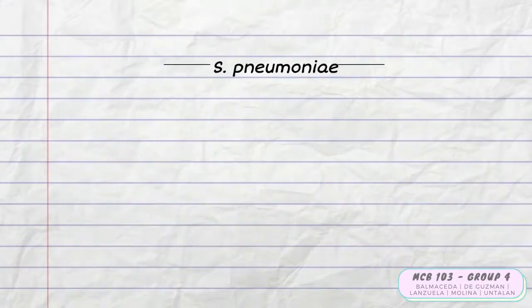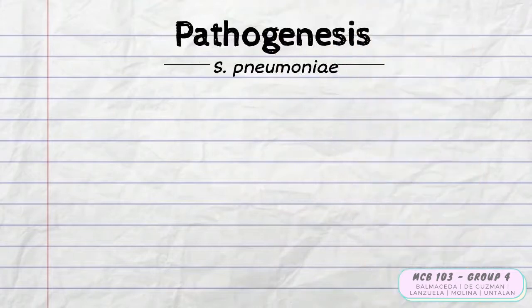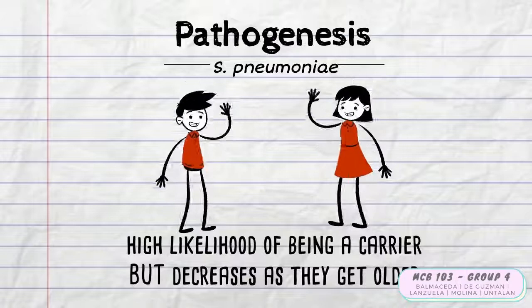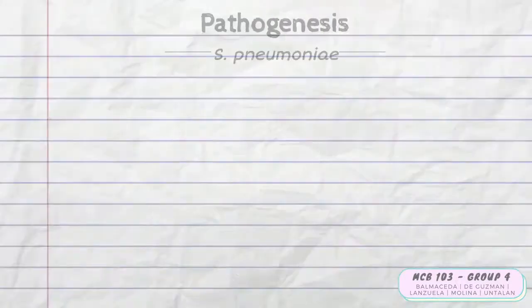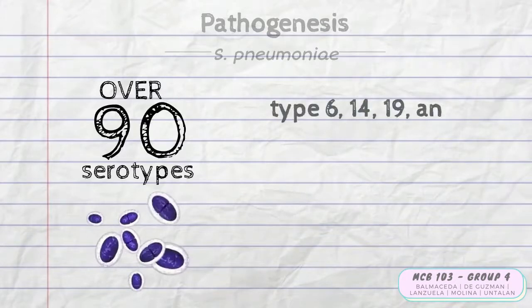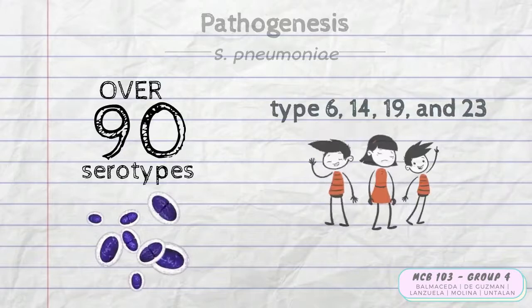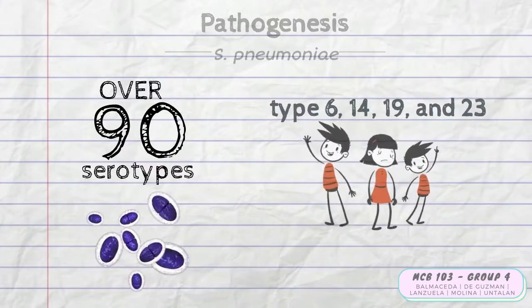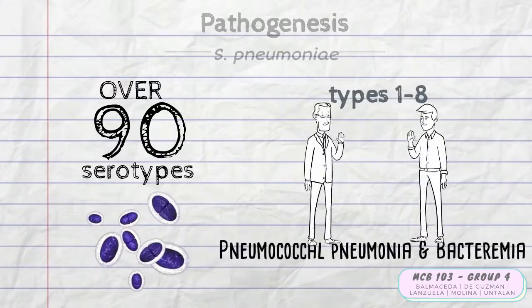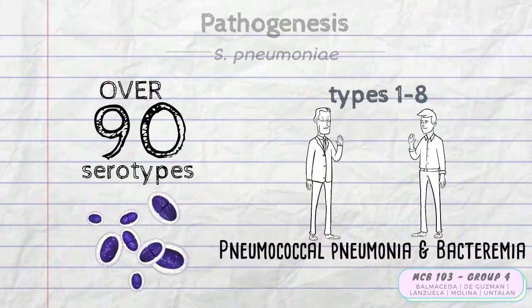Now let's go to its pathogenesis. Children have a high likelihood of being a carrier for a longer time, and this decreases as they get older. There are over 90 different serotypes of S. pneumococci. Pneumococci types 6, 14, 19, and 23 frequently cause pneumococcal infection in children, while types 1 to 8 primarily cause pneumococcal pneumonia and bacteremia in adults.